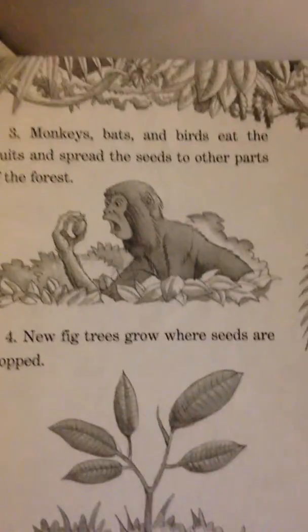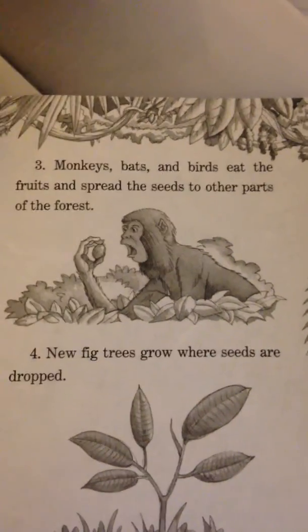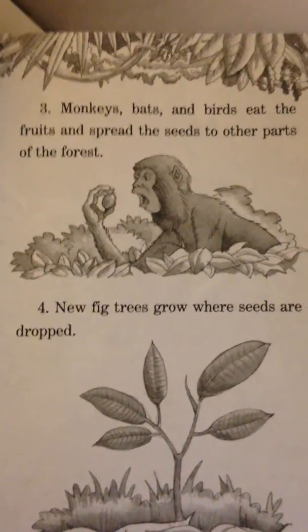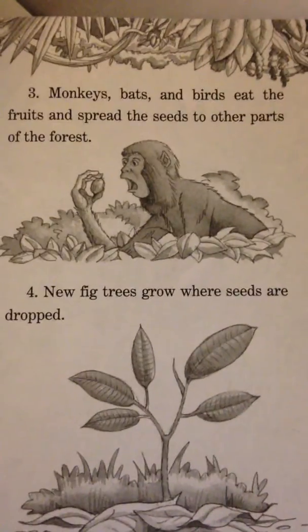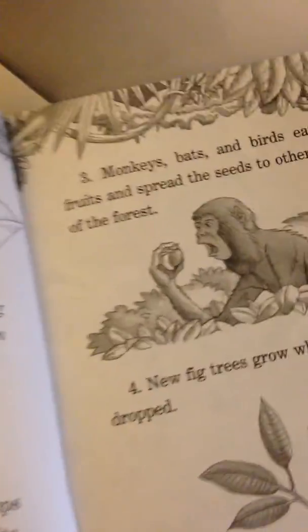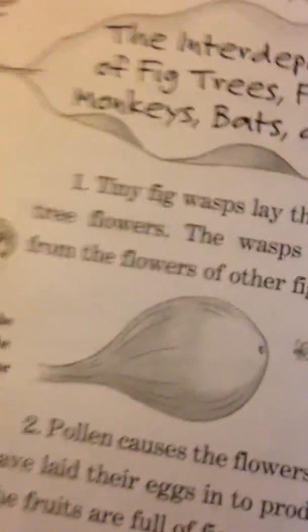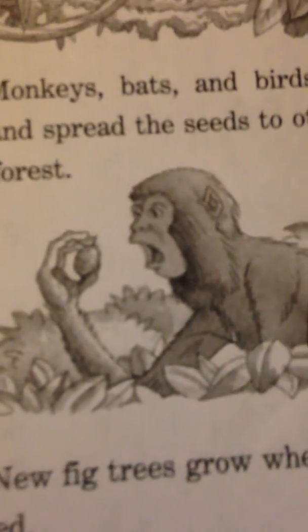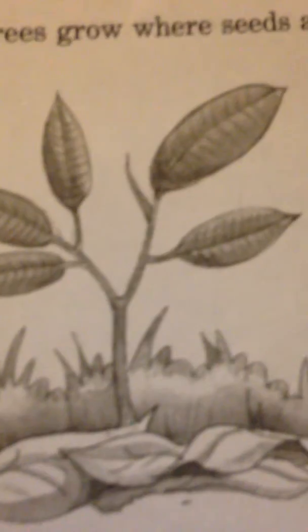3. Monkeys, bats, and birds eat the fruits and spread the seeds to other parts of the forest. New fig trees grow where seeds are dropped. So that's interdependence. The trees, the wasps, the monkeys, the bats, and the birds are working together, okay? The wasps lay their eggs in the tree flowers and carry the pollen to the fig trees. The pollen causes the trees to develop the fruit and seeds. Then the monkeys, bats, and birds come along and eat it, and they end up dropping seeds on the ground and spreading them around. And then a new fig tree grows, and that's interdependence.